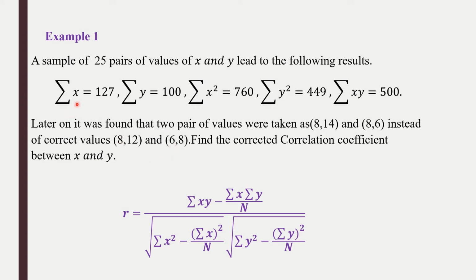So what we have to do is, now from each summation, we subtract the wrong values and add the correct values. From each of these summations, we have to subtract the wrong values and add the correct values. So we will do one by one. So let's take summation x.